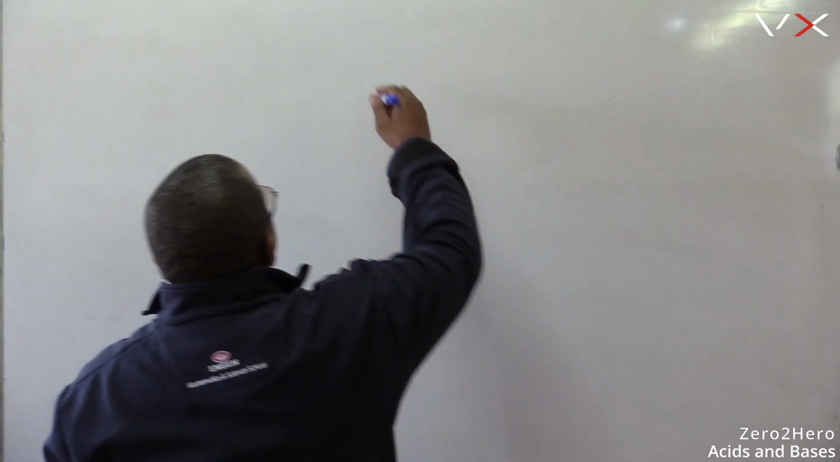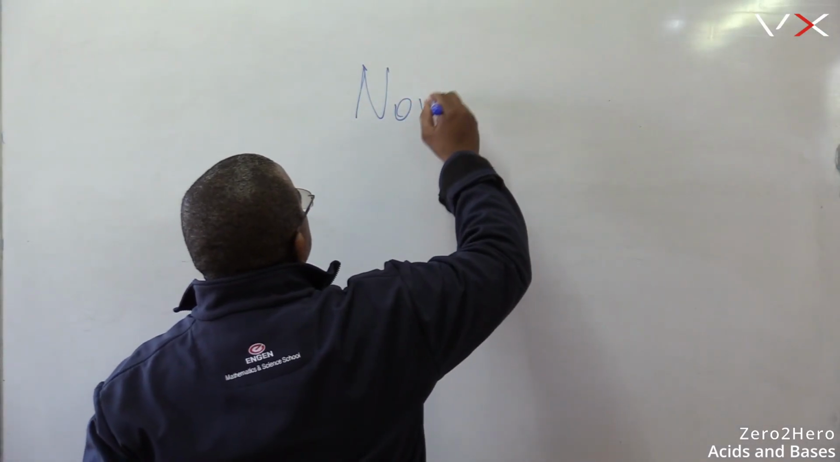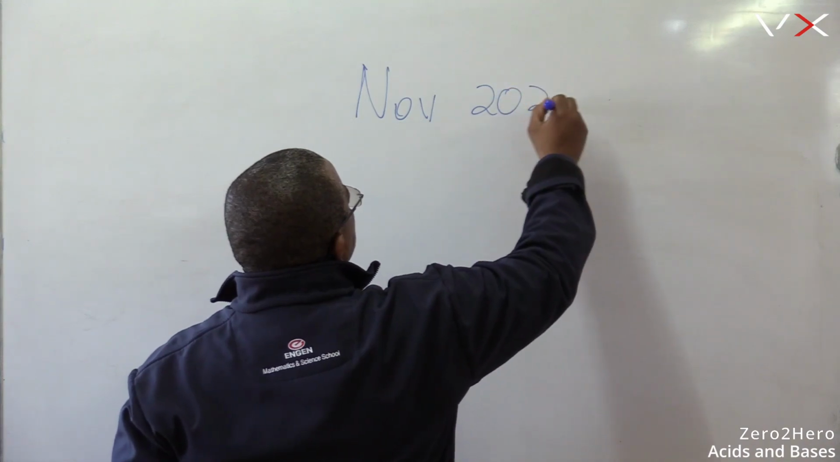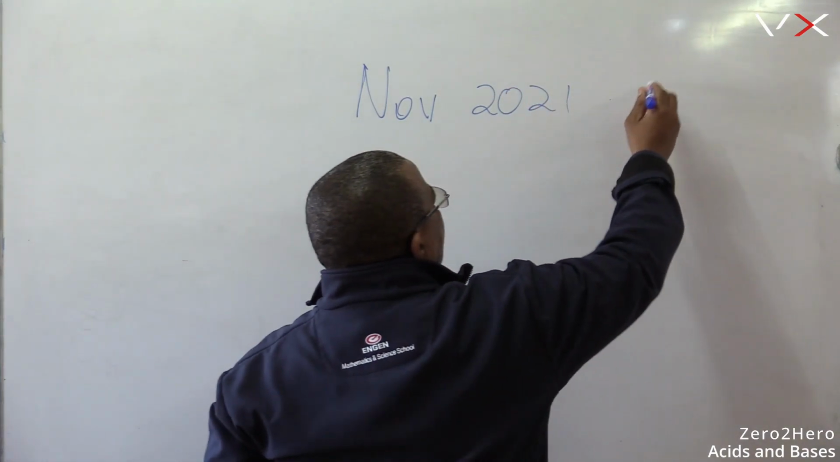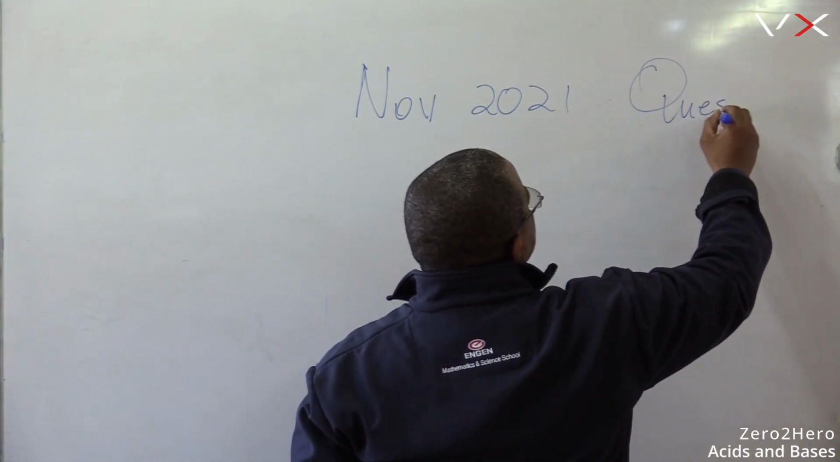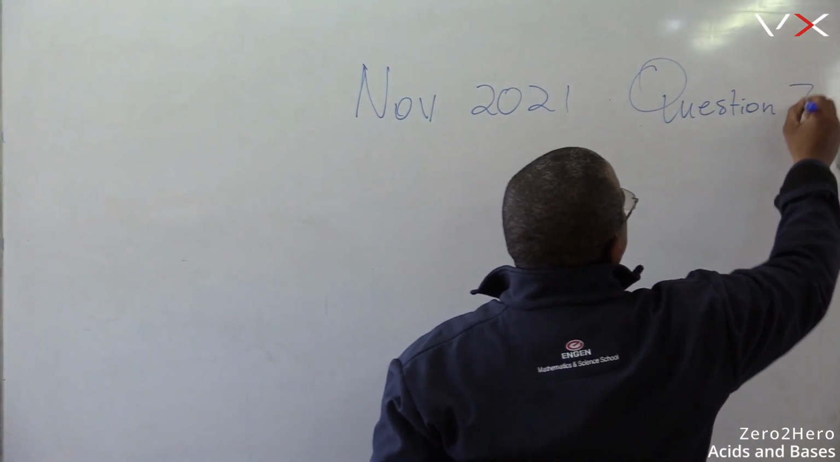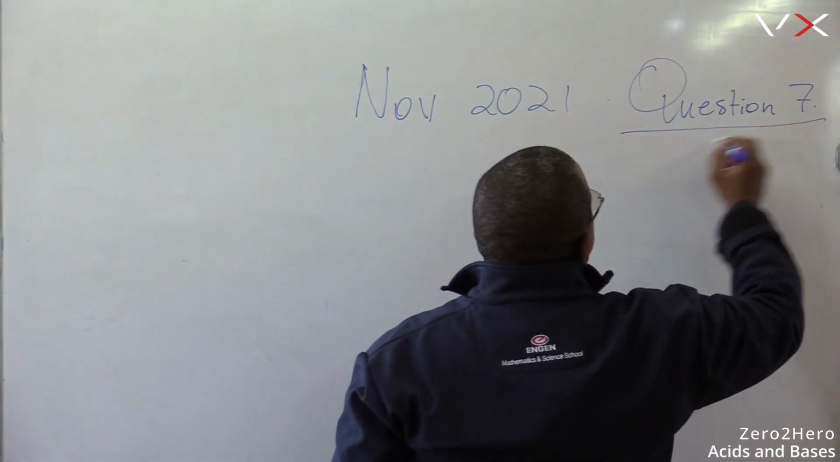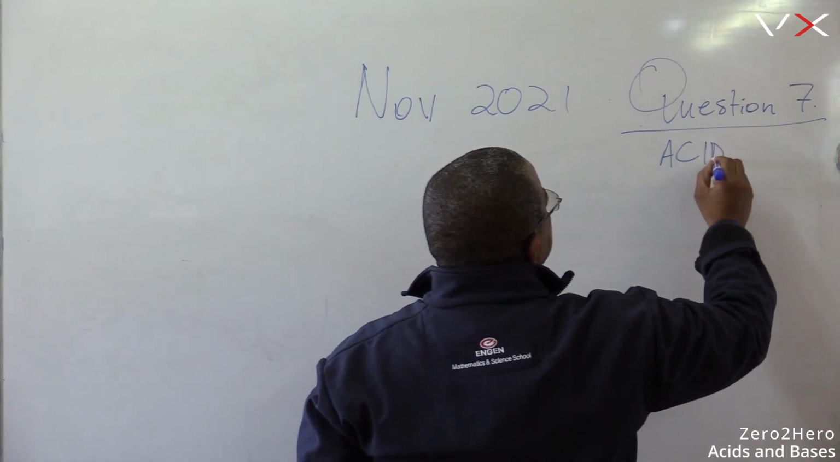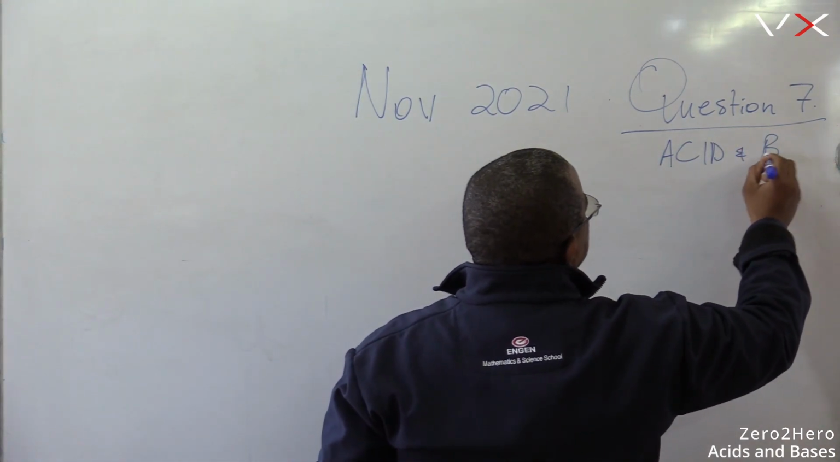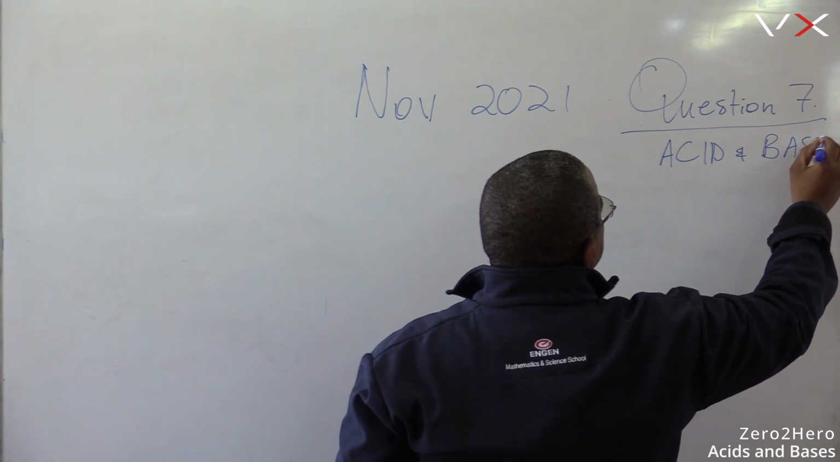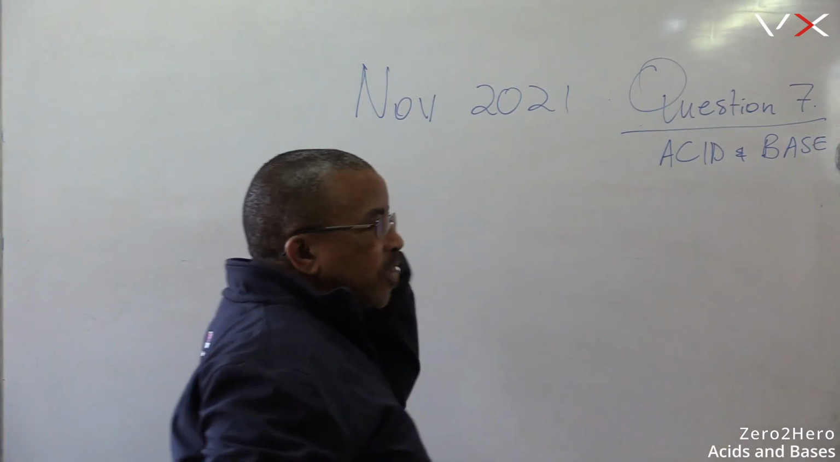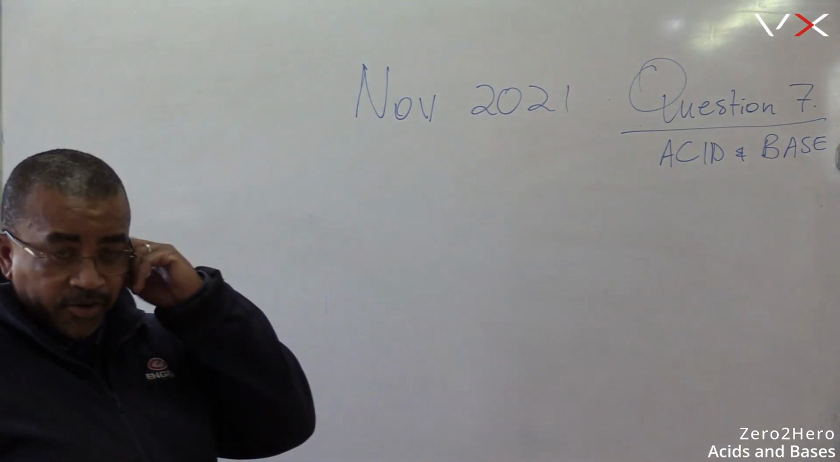We are dealing with the paper of November 2021, question number 7. Question 7 is on acids and bases. Acids and bases. So we have Leo section Leo.